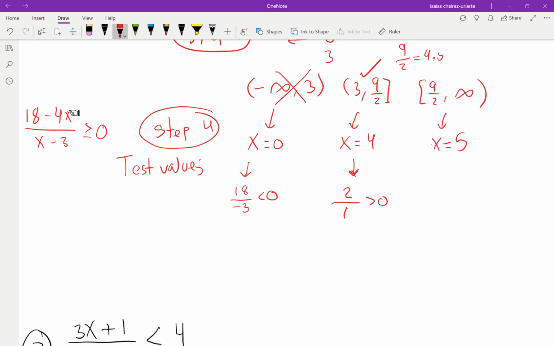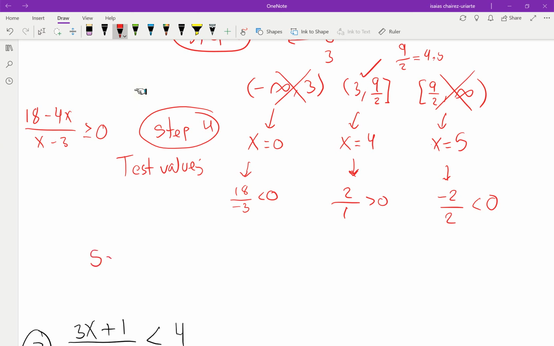Let me look at this other interval and the value that we picked from this interval, x equals 5. If x is equal to 5 and I plug it into this inequality over here, I would get 18 minus 20. That's negative 2 over, and then I would have 5 minus 3, so that's 2, and well, that's negative. And so this interval is not part of my solution set.